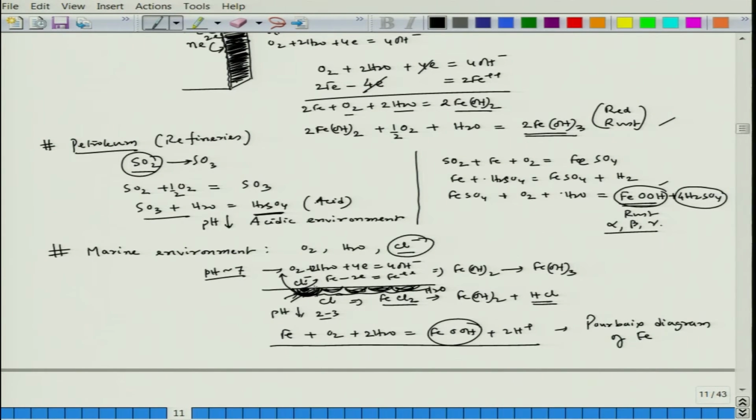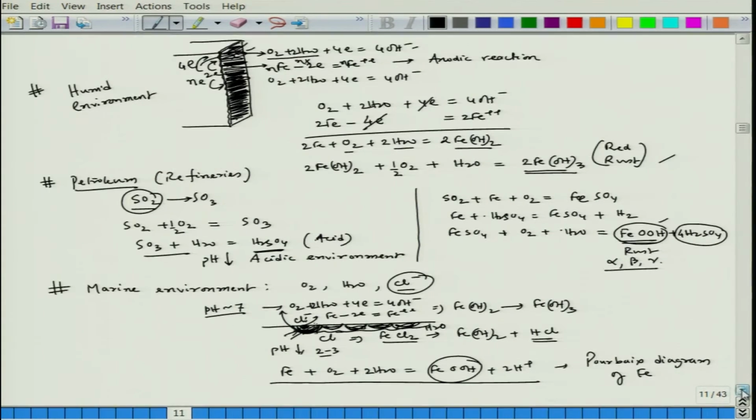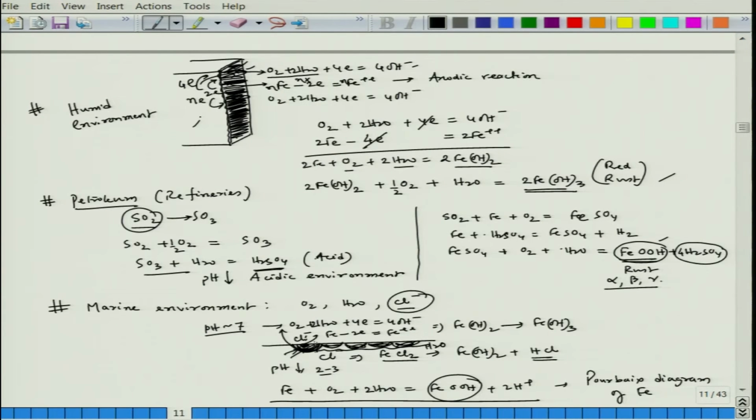Now, this is the effect of, for example, the explanation I have given here, a humid environment. In a humid environment, for example in Kanpur, this kind of corrosion can happen. So, these are the three examples. Now, the mechanism happens like this, the way I have suggested.